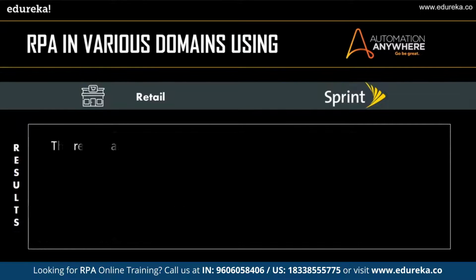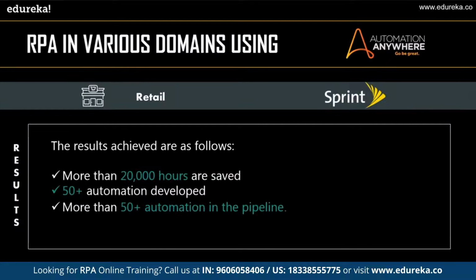So the results of Sprint Corporation using Automation Anywhere are as you can see on my screen. More than 20,000 hours are saved and more than 50 automations were developed. And now in present day, more than 50 automations are already in the pipeline. So guys, that was about how RPA can be used in the telecommunications industry.